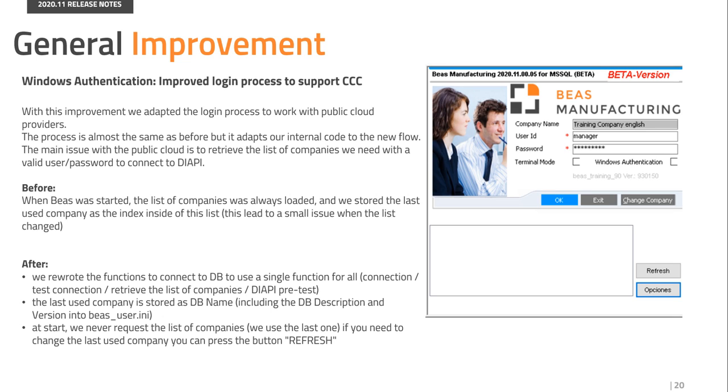Now we rewrote the functions to connect to the database to use a single function for all. The last used company is stored as database name, including the database description and version, into beasuser.ini. And at start, we never request a list of companies. We use the last one. If you need to change the last used company, you can press the button Refresh.